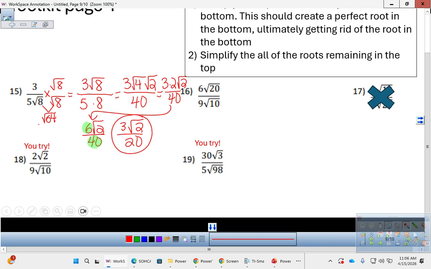This one's, the next two, 15, 16, they're just more complicated because of those numbers in front. The process is the same. So if I have a root 10 in the bottom, I want to get rid of the root 10 in the bottom, and the way that I do that is multiply it by itself. And if I multiply the bottom root by root 10, I have to multiply the top by root 10. So the top becomes 6 times the square root of 200, 20 times 10. And the bottom becomes 9 times the square root of 100, root 10 times root 10, but the square root of 100 is just 10.